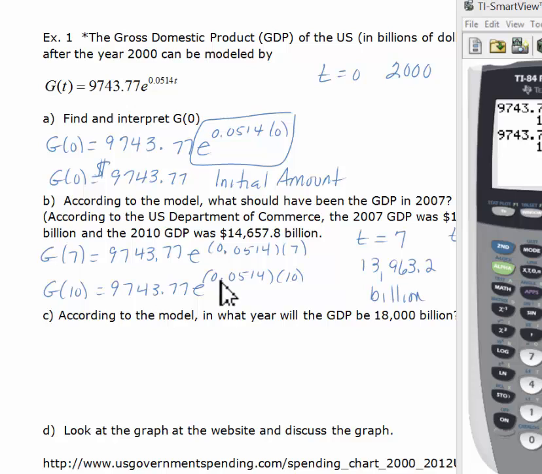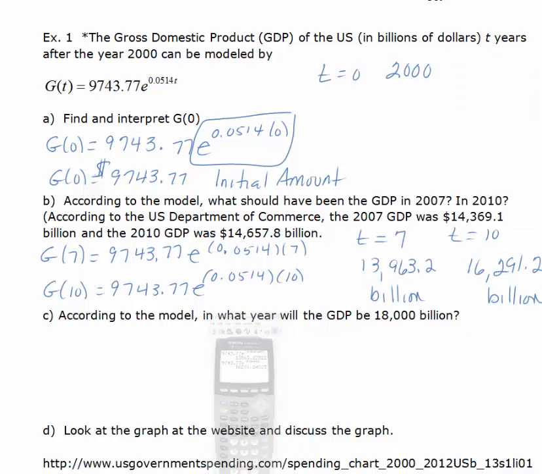All right, so after plugging in the values, and just wanting to make sure I corrected that, there should have been a 0.05 there. Evaluating this in your calculator, we get 13,963.2 billion for 2007 GDP, and in 2010, $16,291.2 billion. Looking at the values that they have, certainly this model is not perfect. It's just a predictor, so it's not going to match the actual values. It's somewhere around there, but certainly not too close.